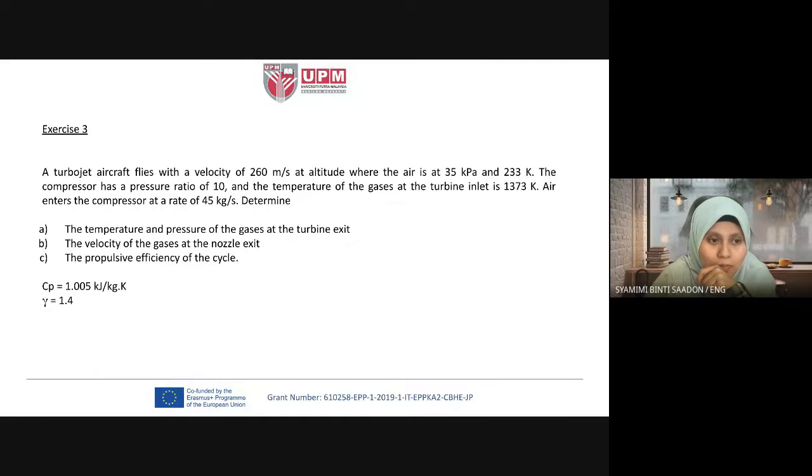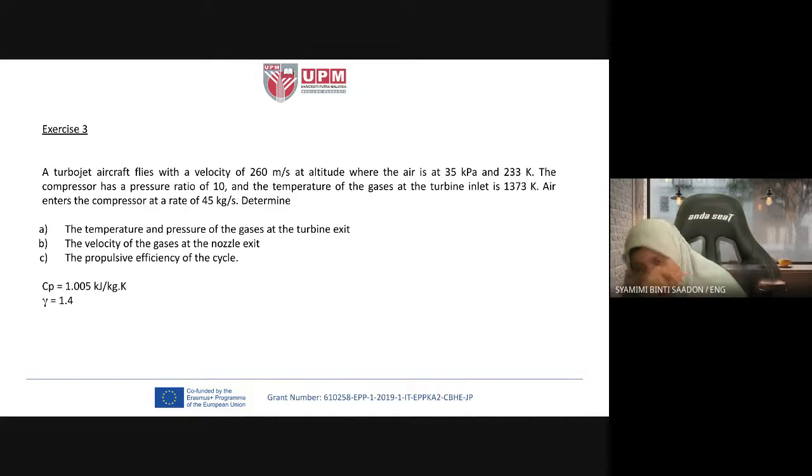Okay, for ideal jet propulsion cycle, ideal. A turbojet aircraft flies with a velocity of 260 meter per second at altitude where the air is at 35 kilopascal and 233 Kelvin. The compressor has a pressure ratio of 10 and the temperature of the gas at the turbine inlet is 1373 Kelvin. Air enters the compressor at a rate of 45 kg per second. Determine the temperature and pressure of the gas, the velocity and the propulsive efficiency of the cycle.